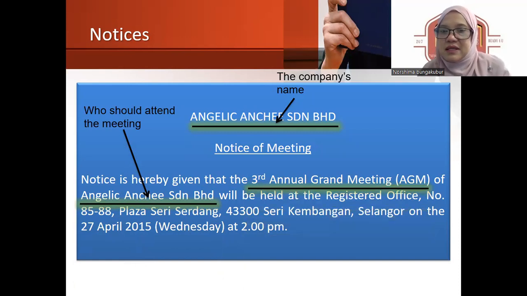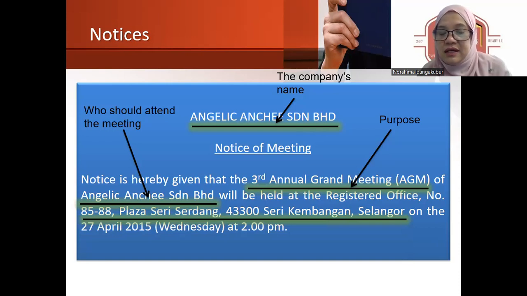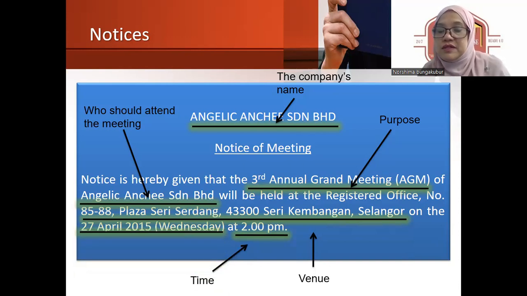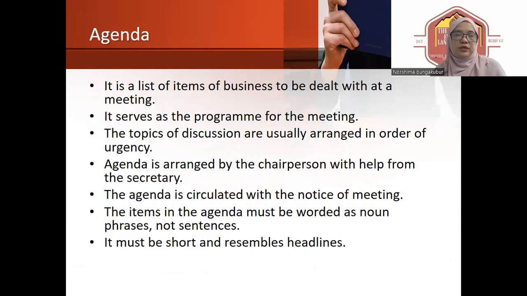What is the purpose? The purpose is to call for a meeting, and the meeting is the 3rd annual general meeting, AGM. At the office, number 85 to 88 Plaza Sri Serdang, 43300 Sri Kembangan, Selangor. That's the venue for the meeting. 2 p.m. is the time for the meeting, and 27th April 2015, Wednesday, is the date and day of the meeting. So that is notice of meeting. And now we come to the agenda of the meeting. Remember what I said? Agenda is a list of things that will happen or are planned to happen during the meeting.